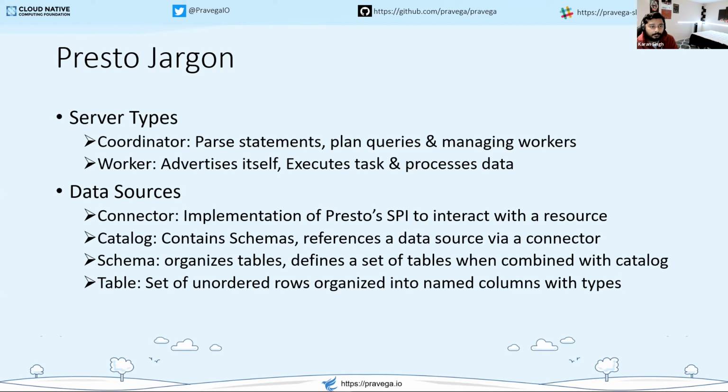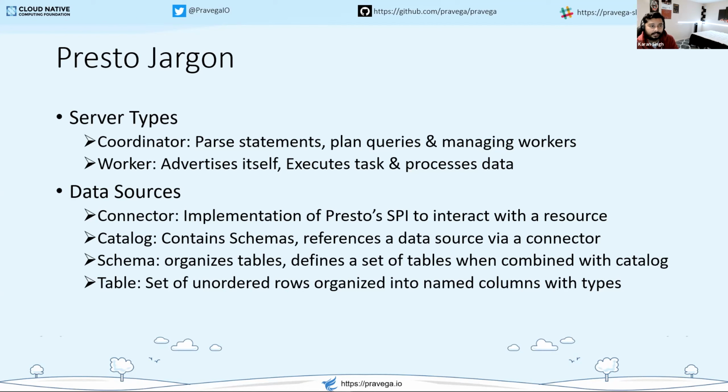Each connector then comes with a set of catalogs. We can have one catalog which contains schemas and references the data source via the connector. So this catalog will essentially contain schemas, which is nothing but something that organizes tables. It defines a set of tables when combined with the catalog that it is a part of.